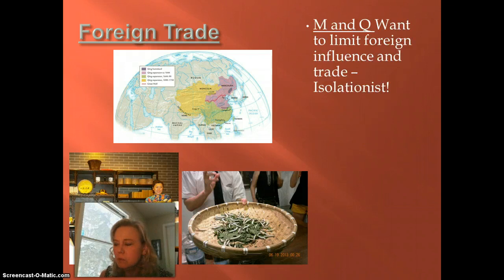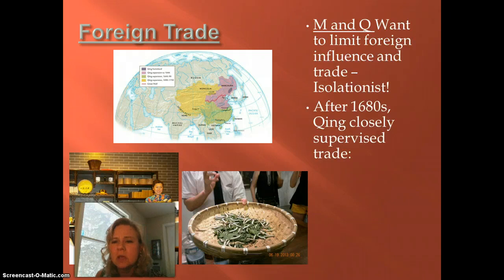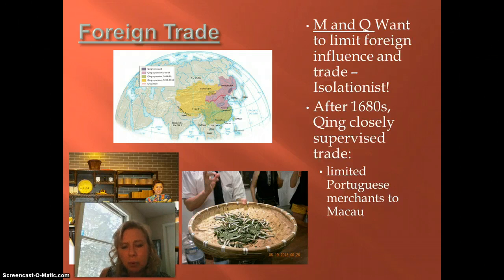Ming and Qing want to limit foreign influence and trade. They value their tea and their silk and their porcelain, and there's really not a whole lot that they want from the Europeans, except possibly silver, which, as you might recall, they're getting a lot of it from the European colonies in the Americas. So they very much become isolationists at this point in time. They closely supervise trade. They limit Portuguese merchants to Macau and the Brits to Guangzhou.